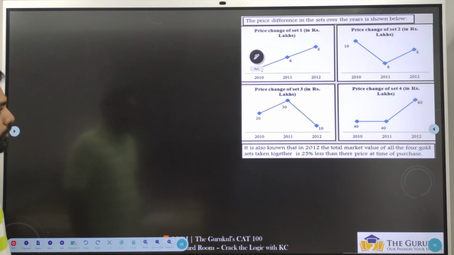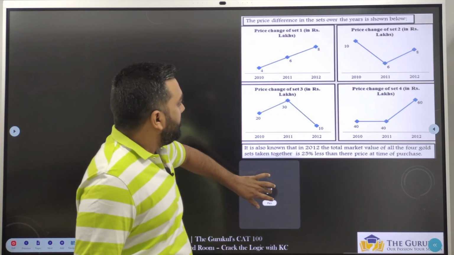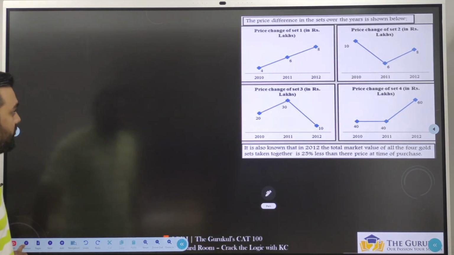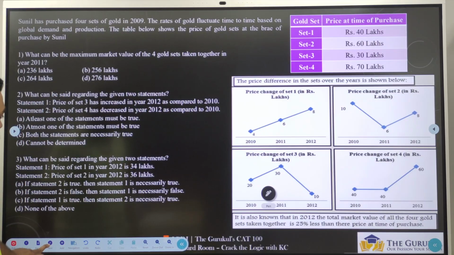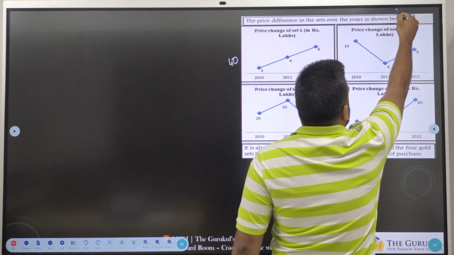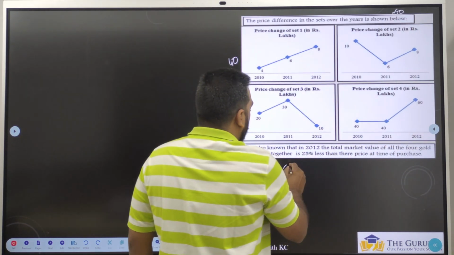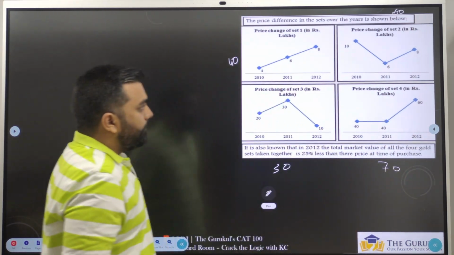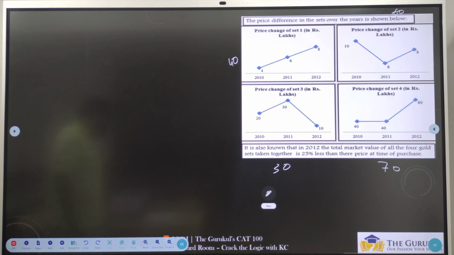So let's see what to do with this. Now, initially, set 1 is 40, 60, 30 and 70. So I have 40, we have 60, 30 and 70. These are the initial values. Okay. Now, how is it changing? Did they say increase or decrease, or the price difference over the years? They did not mention increase or decrease. They are just talking about the price difference.